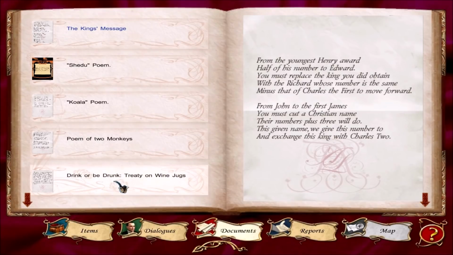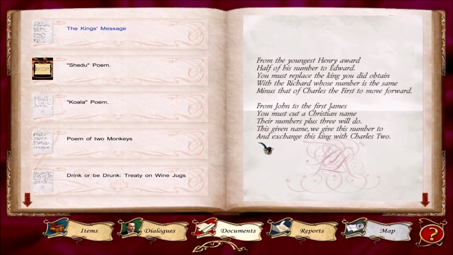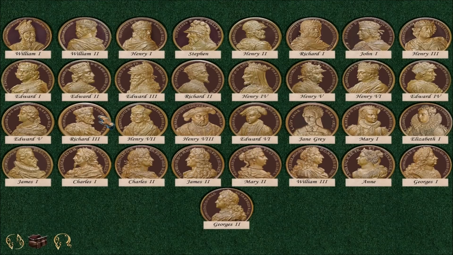Replace the king you did obtain with Richard, whose number is the same minus that of Charles I, to move forward. Okay, so where's the Richard? Minus, okay, so he's Richard 3 right there. I saw Richard 2, actually. Yeah, there's Richard II.